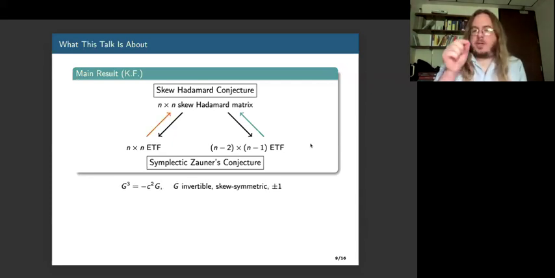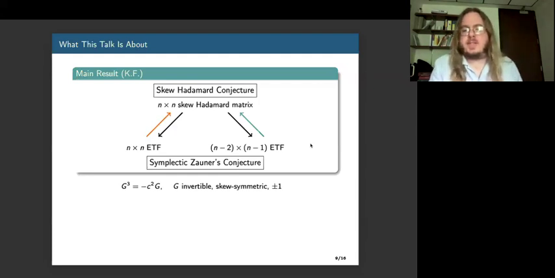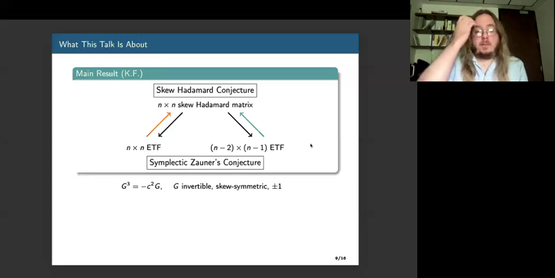I'm going to let G be a Gram matrix of an n by n ETF here. Now, G necessarily satisfies this cubic that I need it to satisfy. G is also invertible and skew symmetric. Invertible because it's the Gram matrix of an n by n ETF. And it has plus and minus 1 off the diagonal.